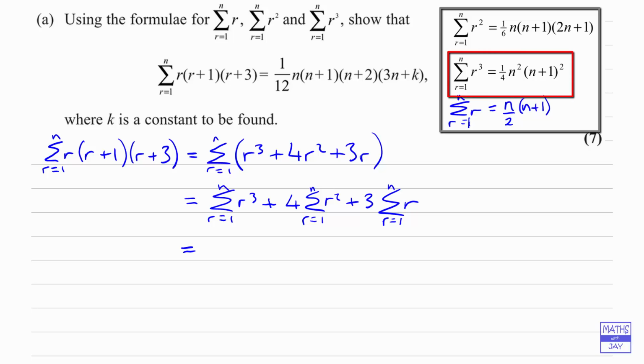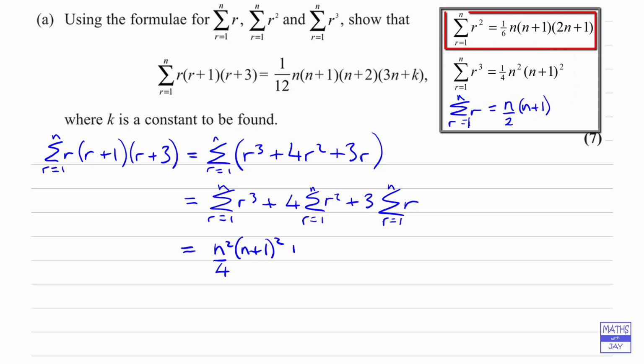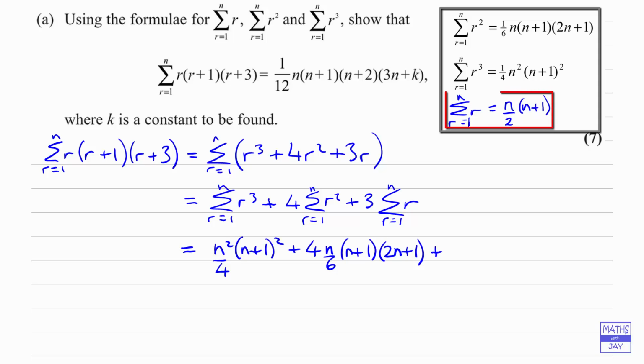So we start off with simply getting n squared times n plus 1 all squared over 4. And then we're going to have 4 times, and then this one is a bit long looking, isn't it? So we're going to have 4 times n over 6. We're simply copying down the formulae that we've got there, n plus 1 and 2n plus 1. And then finally 3 times n over 2 times n plus 1. So now we've got everything that we need.